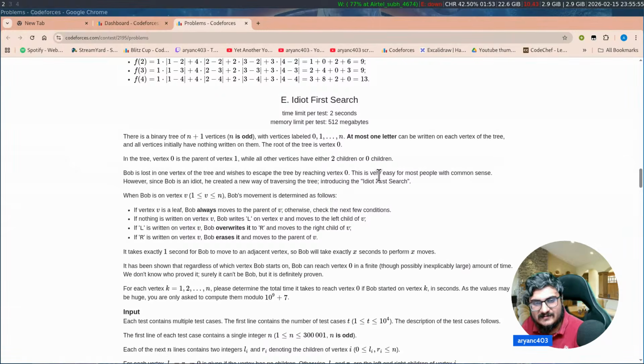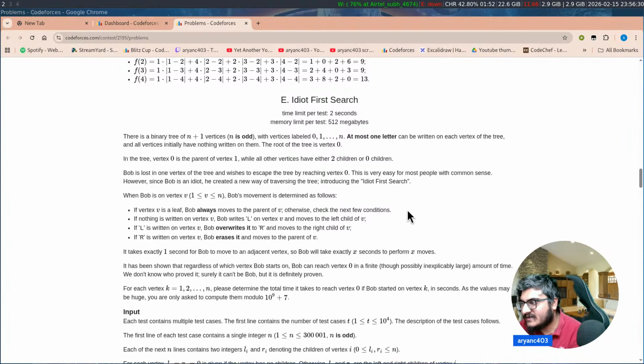For each vertex, if it's a leaf, then you will go to the parent. Let's create a tree. If the vertex is a leaf, Bob always moves to the parent, otherwise check the next few conditions. If nothing is written on the vertex, Bob writes L on the vertex and moves to the left child. If L is written on the vertex, Bob overwrites it with R and moves to the right child. If R is written on the vertex, Bob erases it and moves to the parent.